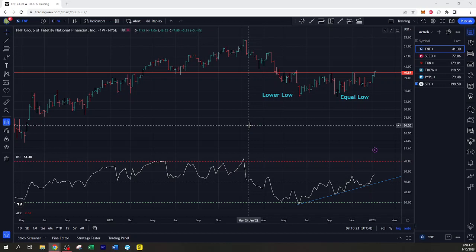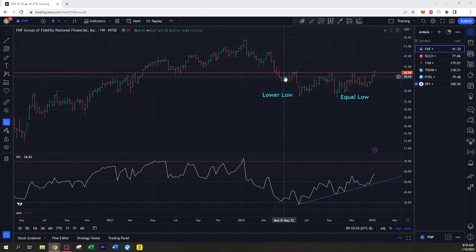RSI has many uses, with the most popular being the overbought and oversold indicator. Just looking down at the RSI on this chart, overbought is when RSI goes over 70, and oversold is when RSI goes under 30. While the many uses of RSI are important, today we will look at my favorite use for the indicator, identifying bullish divergence. Bullish divergence is very simple in practice. We see price make a lower low or an equal low, while the RSI makes a higher low.